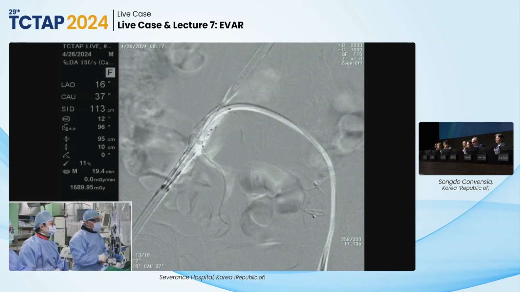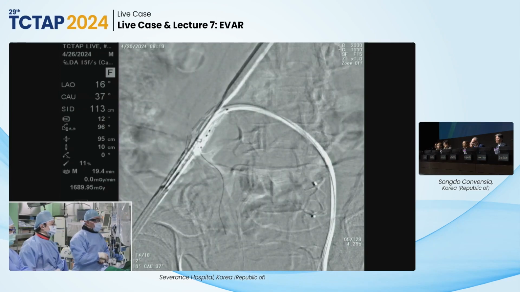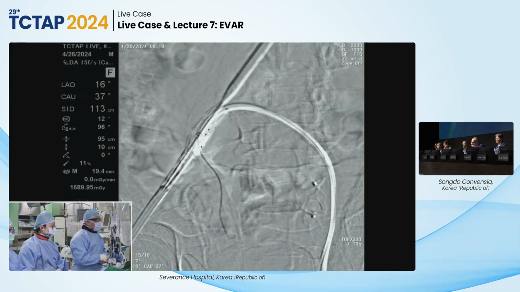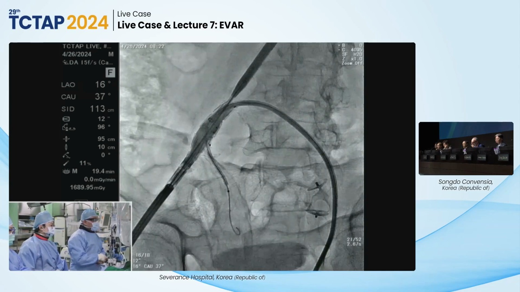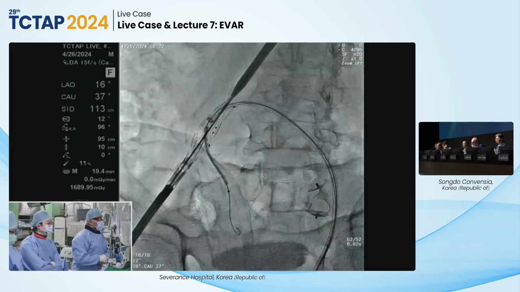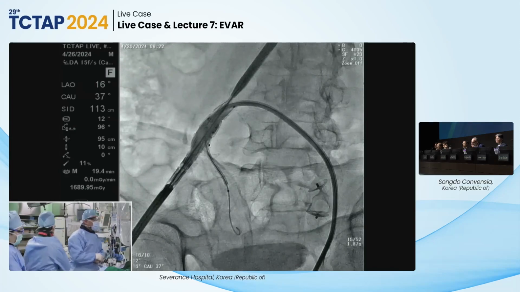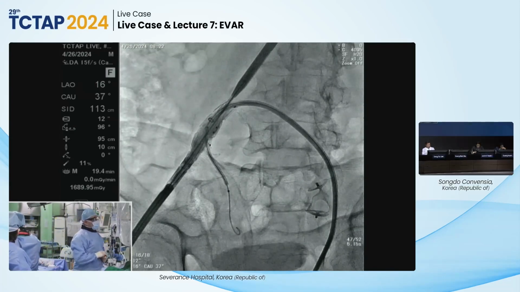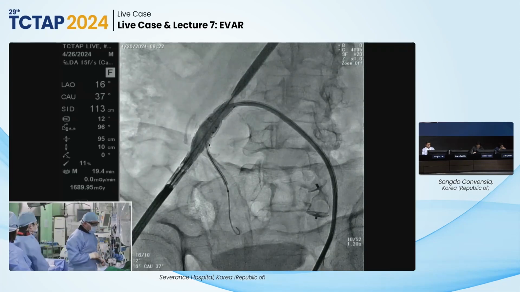And next, we changed the wire into a more stiff wire. Next. So now we have placed the B graft. This is a balloon expandable covered stent. So this is what we've done so far.